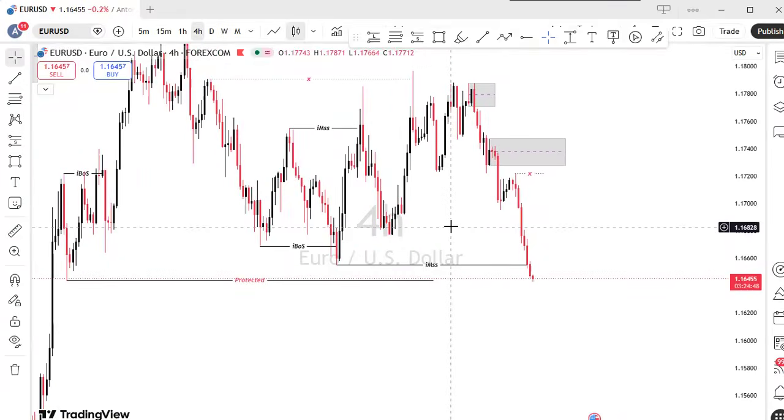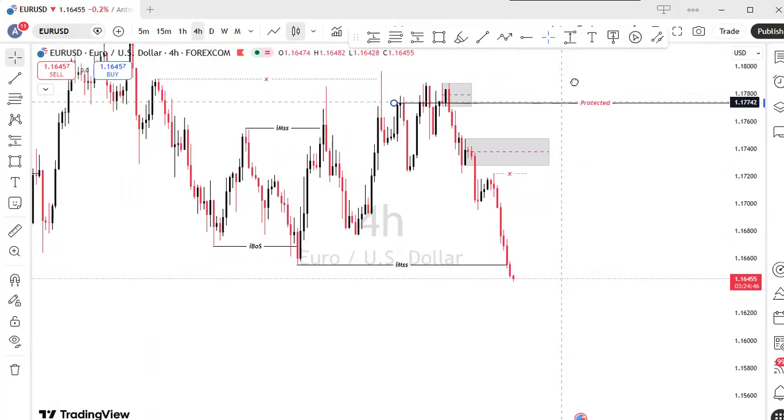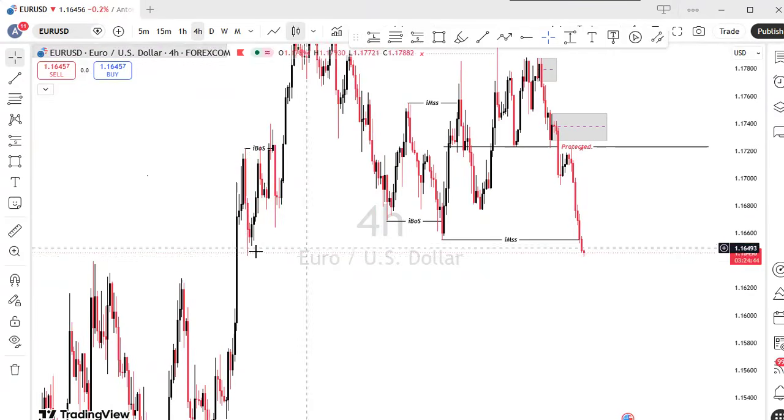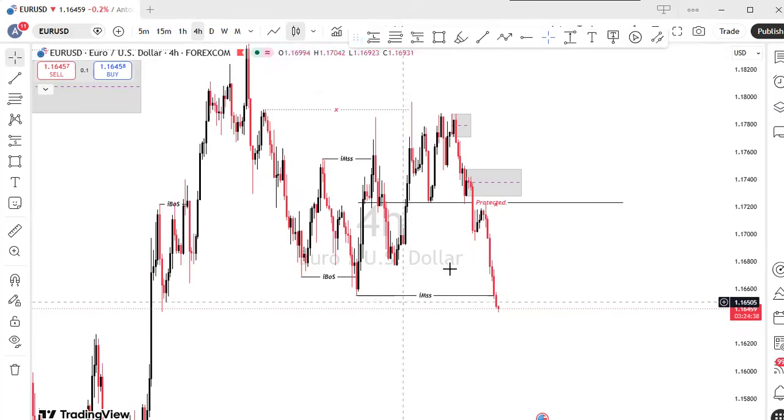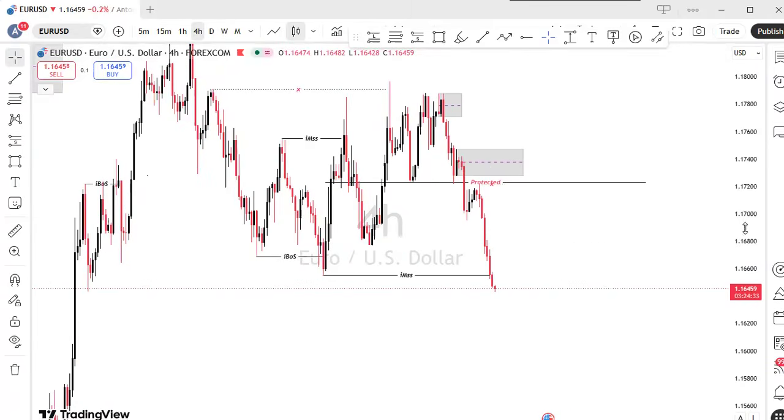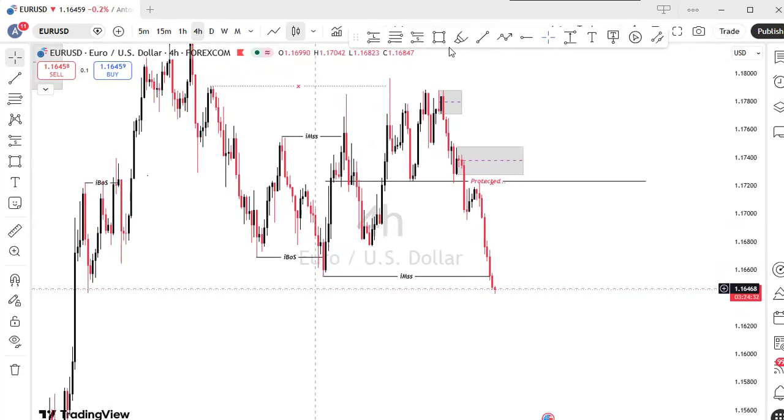So we have a 4 hour market structure shift. So I remove this one because I'm very sure now that next the market is going to break this low. Nothing is going to stop the market from breaking this low. So since now we have the market breaking this low, if the market really wanted to buy, then it should have respected this area here.